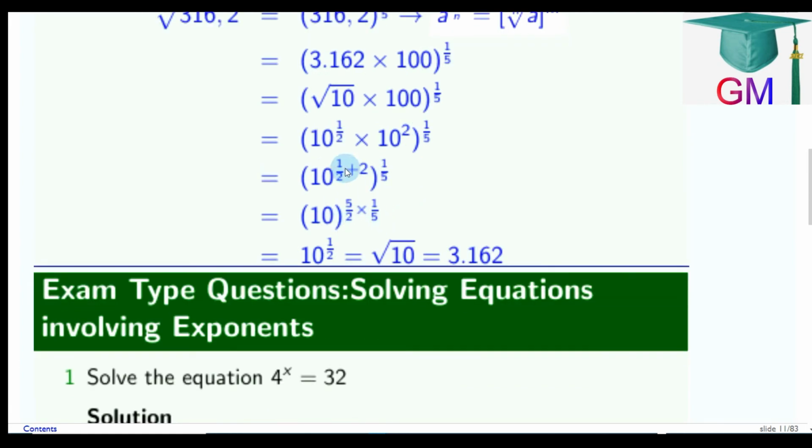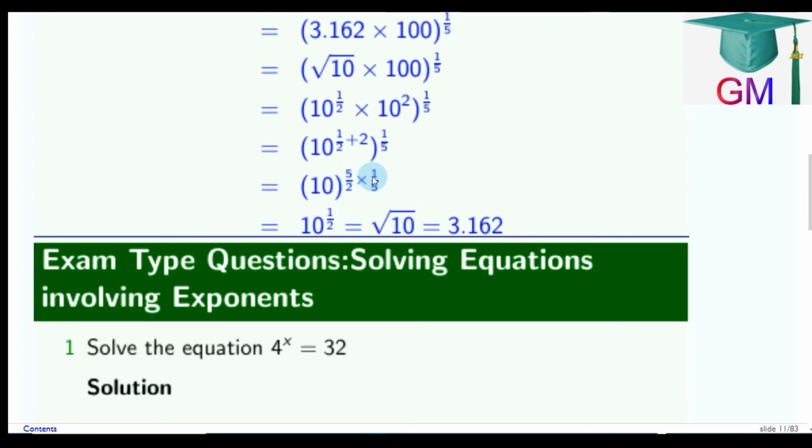Now from this, when I have a to the power of m, then everything raised to the power of n, we said the powers will multiply. So if you simplify here, you are going to get 5 over 2. Then with this 1 over 5, the powers will multiply. If you multiply, the 5 and the 5 will cancel. In the end, you remain with 10 to the power of half.